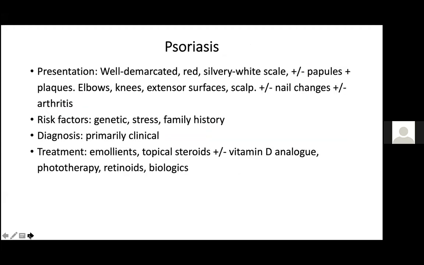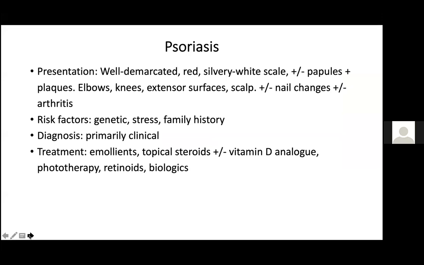So psoriasis is often confused for other skin conditions. It also presents with a red scaly rash. It's also itchy. Now, it characteristically has a silvery white scale and it tends to affect the extensor surfaces. So we're thinking about the backs of the elbows and the front of the knees, and it can also be accompanied by other psoriatic features.